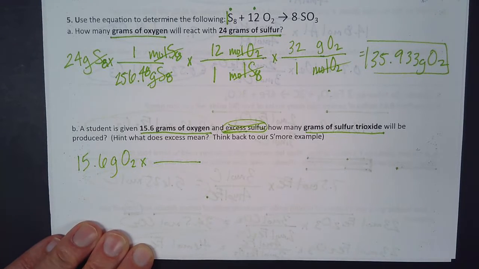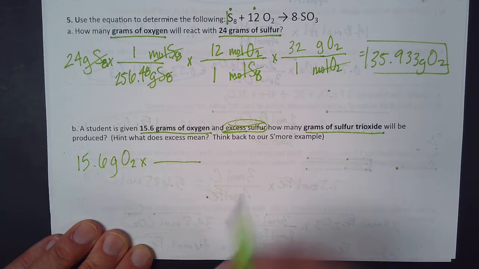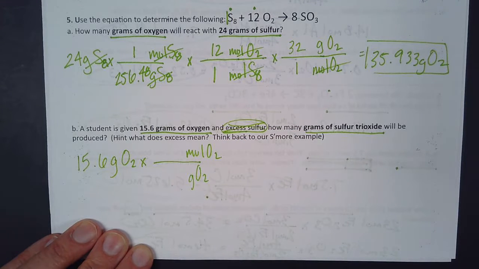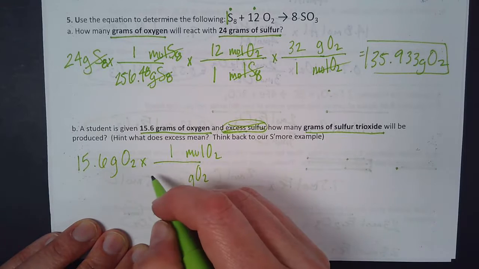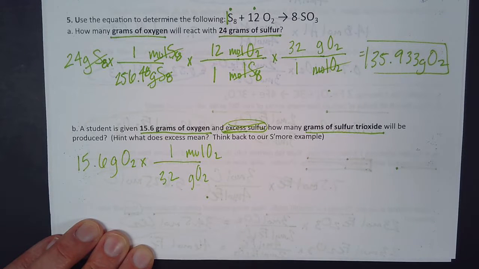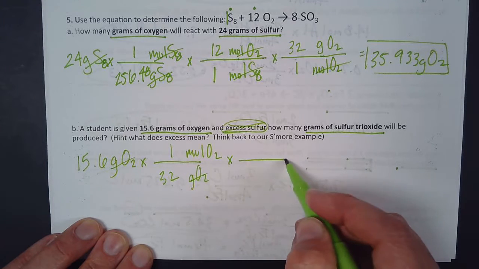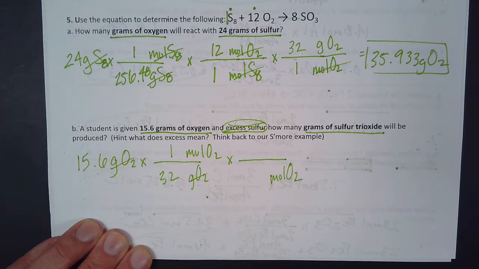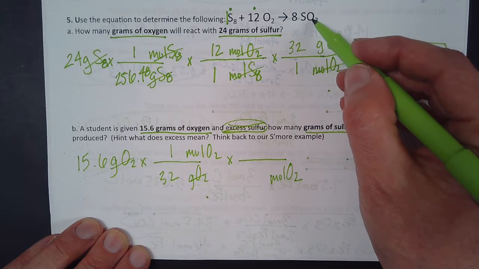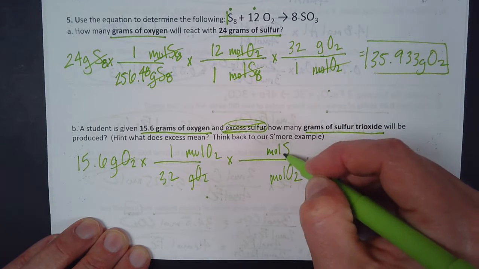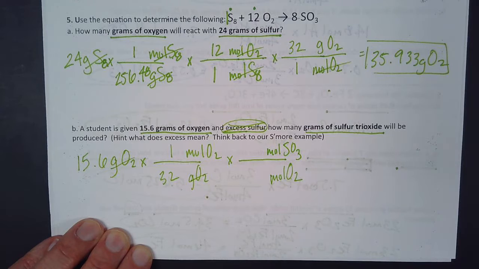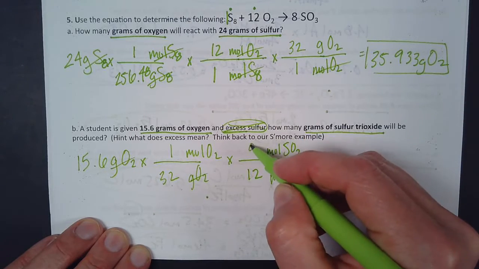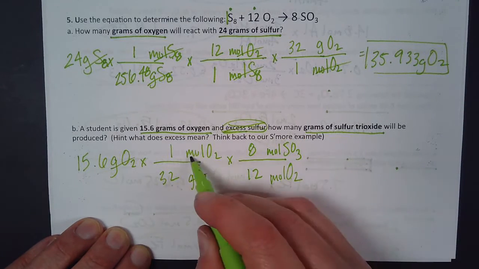Our first step is we have to get grams of O2 into moles of O2. So grams of O2 into moles of O2. 1 mole of O2 is 32 grams of O2. So cross that out. We have mole of O2 up here. We need mole of O2 on the bottom. We're trying to get it into sulfur trioxide. So mole of SO3 on top. We have 12 moles of O2. We have 8 moles of SO3. Moles of O2 cancel.